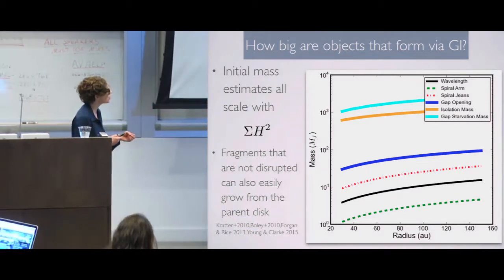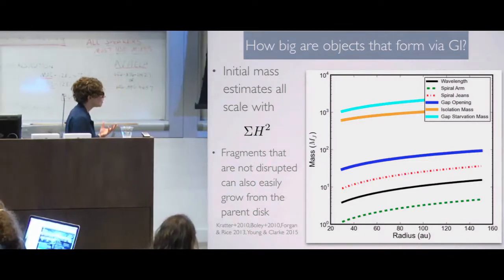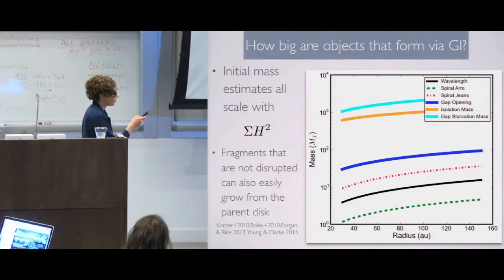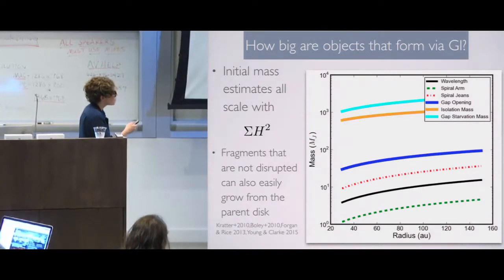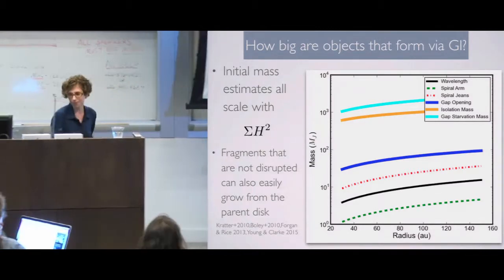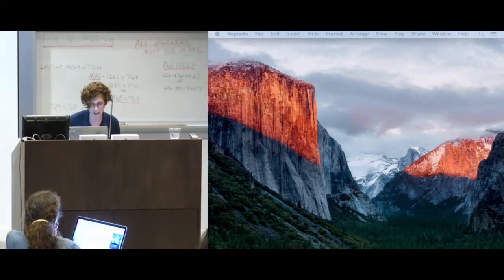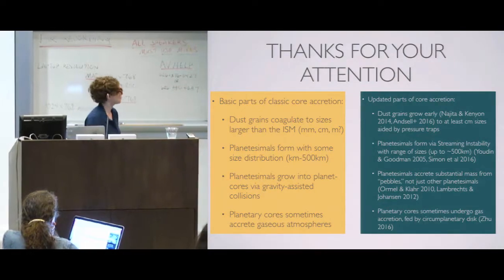The combination of these two things makes gravitational instability maybe a good way to make brown dwarfs or other stellar companions, but it's pretty challenging to make most of the exoplanets that we've observed via this mechanism. So I will just skip ahead to my conclusion slide and take any more questions. Thanks.